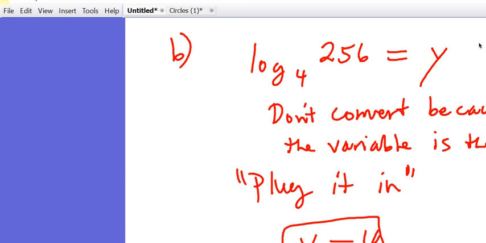You see the little squares? The base is the first one, and then the number is the second one. Press enter and you should get 4. Just plug it in, and y equals 4. Alright, is everybody with me on that?